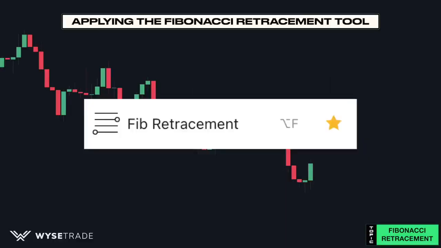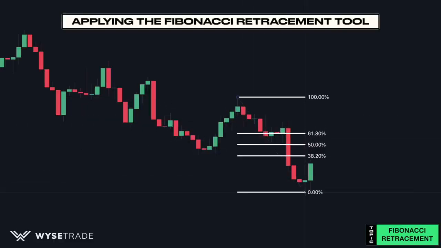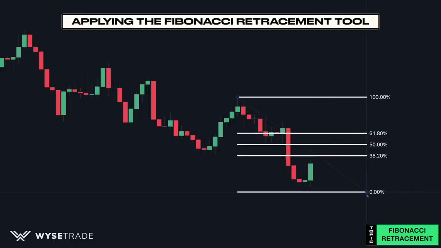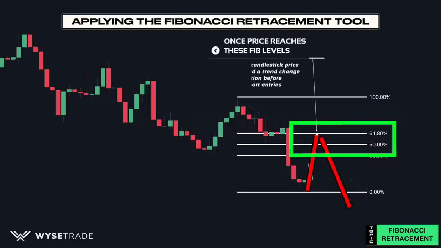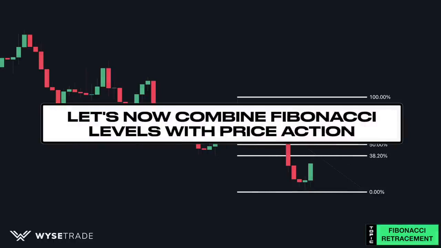So you take your Fibonacci tool, click at the recent swing high here, drag it down to the recent swing low, and then move it a bit to the right so that it stretches out, and then click again to lock it in. Your Fibonacci levels are here to the right. So once price reaches any of these Fibonacci levels, you would look for candlestick price action followed by a trend change confirmation before taking a short entry. Let's now show this combined with price action.